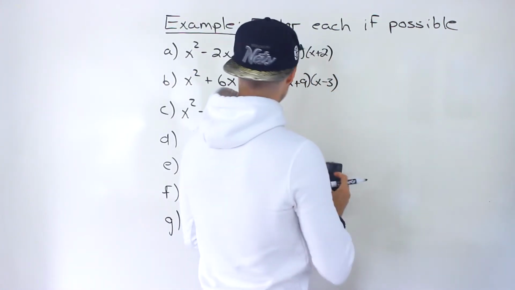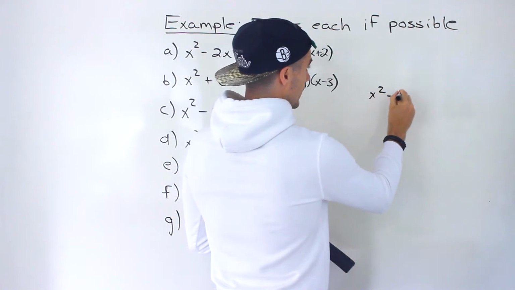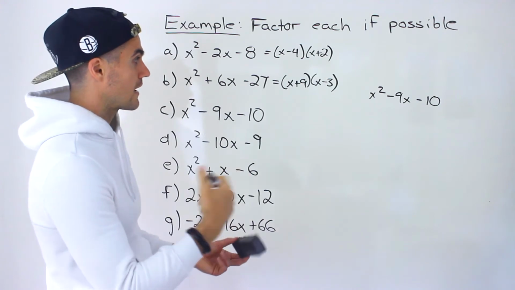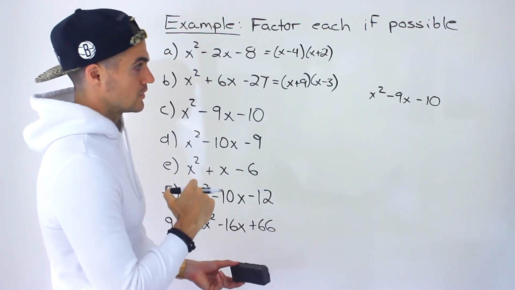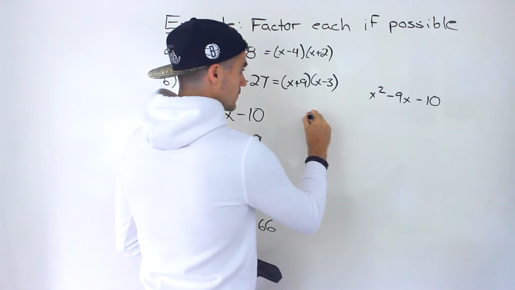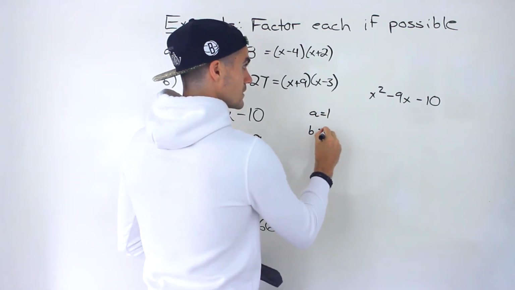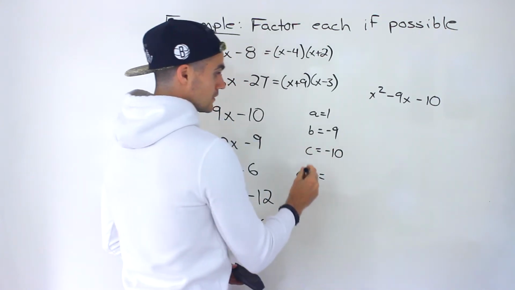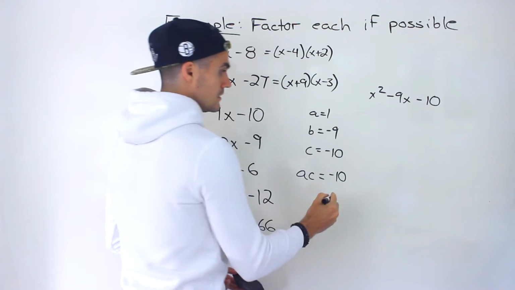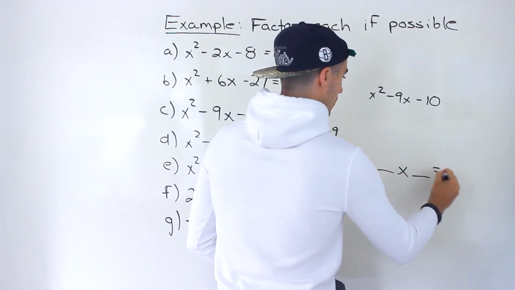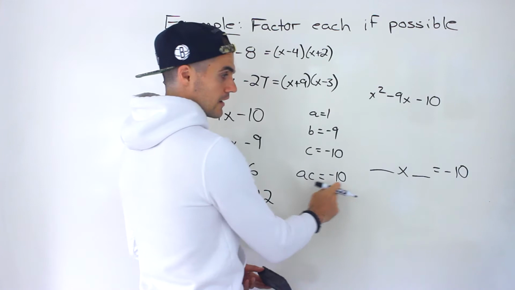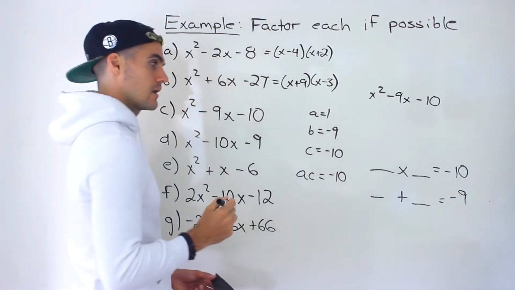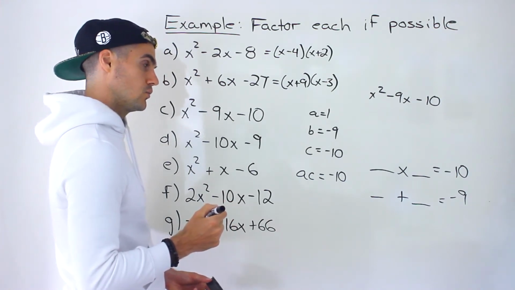So we got x squared minus 9x minus 10. First thing we look for, greatest common factor. We can't factor out a greatest common factor, so let's go into decomposition. The a value is 1, the b value is -9, the c value is -10. What's the ac value? -10 times 1 gives us -10. So we've got to find two numbers that multiply to that ac value of -10, add up to that b value of -9. And here, what would work?